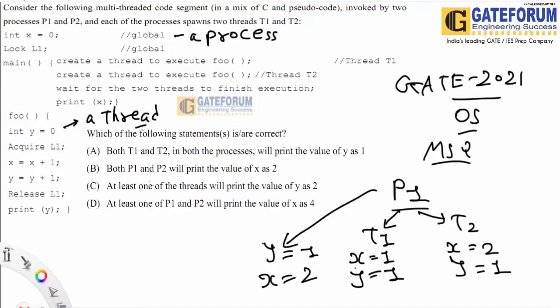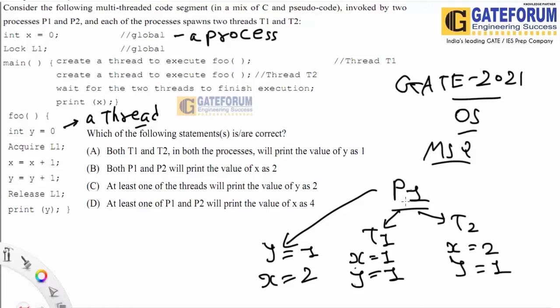So the options are: both T1 and T2 in both processes will print the value of y as 1. Yes, T1 and T2 in P1 print y as 1. Both P1 and P2 will print the value of x as 2. Yes, P1 is printing x as 2. At least one of the threads will print the value of y as 2. Let's check the second one: at least one of P1, P2 will print the value of x as 2.